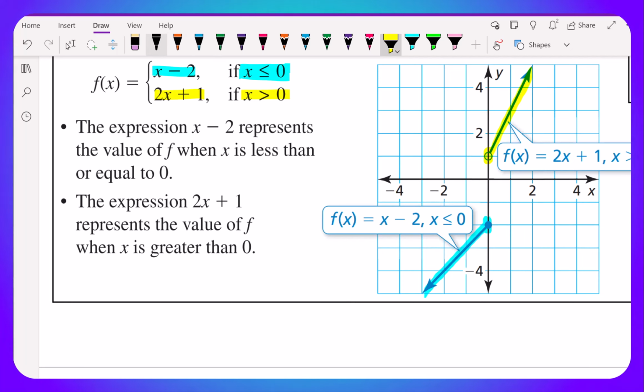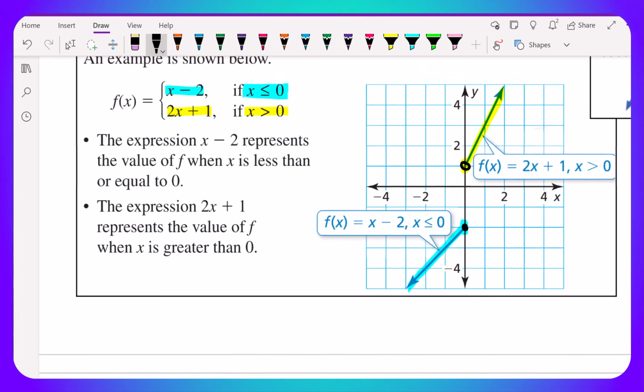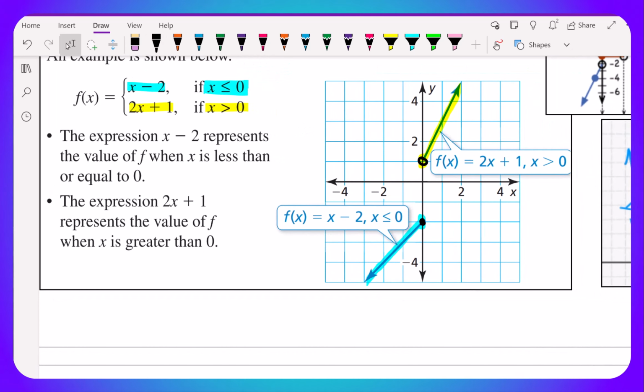So I do want you to notice if it says equal to 0, it will have a solid dot. If it is not equal to, it will have a hollow dot. Things that you will be asked to do is recognize piecewise graphs, and you might have to actually plug in values depending on the domain.